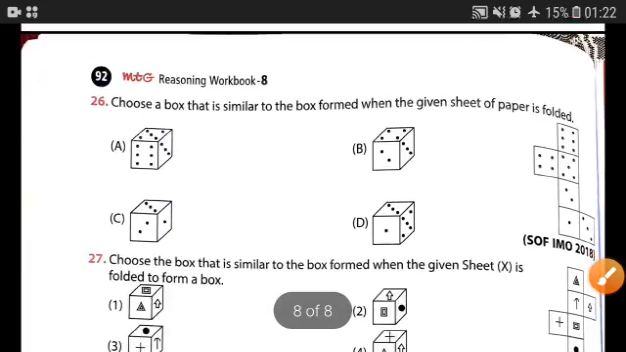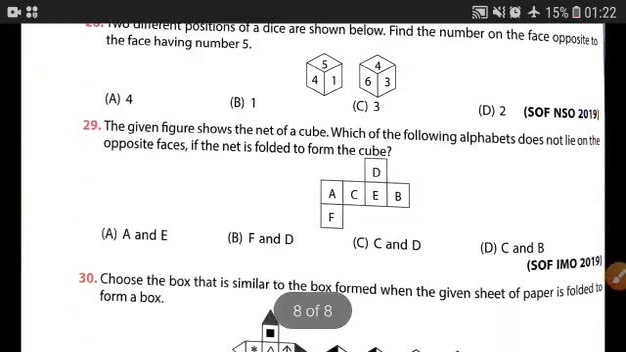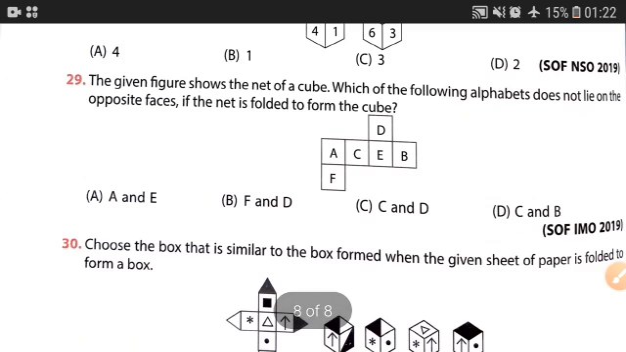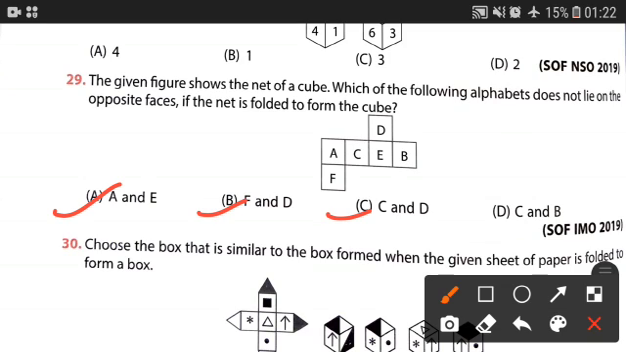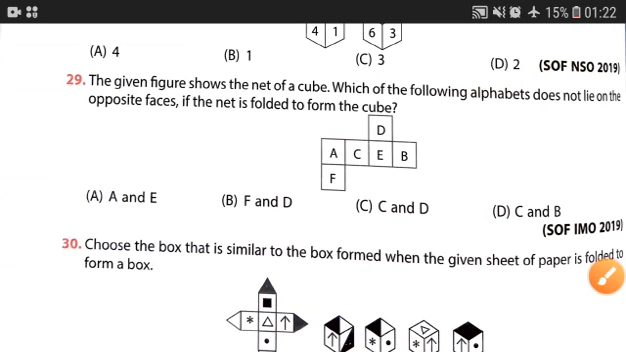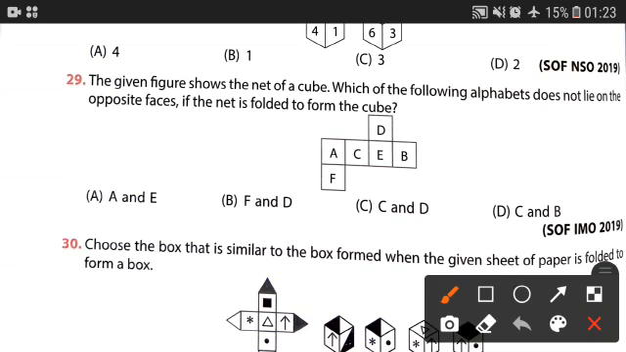So the last question from this exercise is question number 29. The question is, the given figure shows the net of a cube. Which of the following alphabets does not lie on the opposite faces if the net is folded to form the cube? So we have to tell which of the four options will not be able to form when they are folded. So we just have to find the opposite ones.